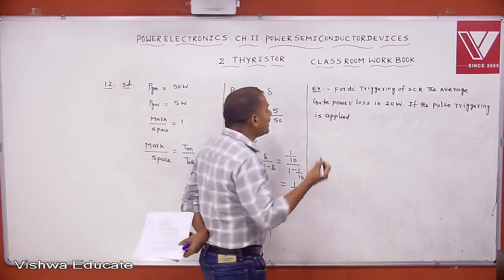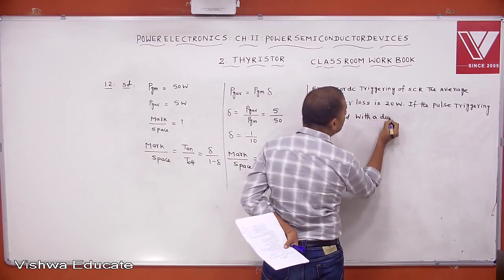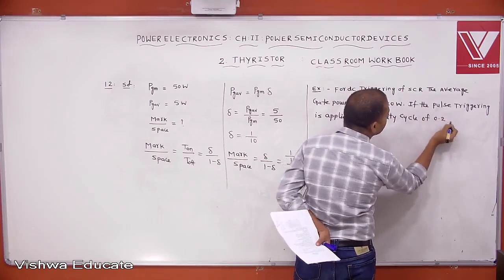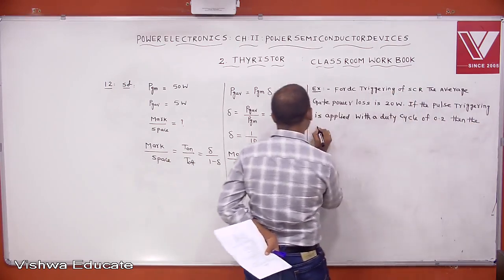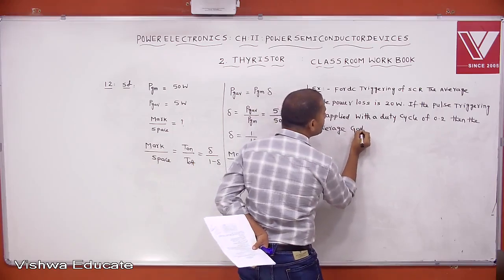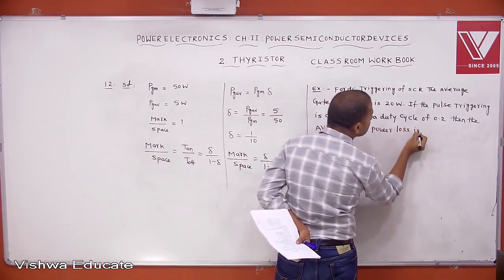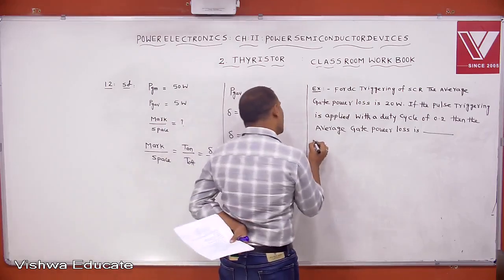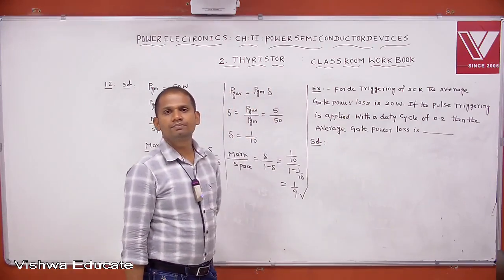If the pulse triggering is applied with a duty cycle of 0.2, then the average gate power loss is dash. If the question is framed like this, how to do this problem, you tell me. Simple. Can you answer what is the solution for this problem? Yes, answer this.